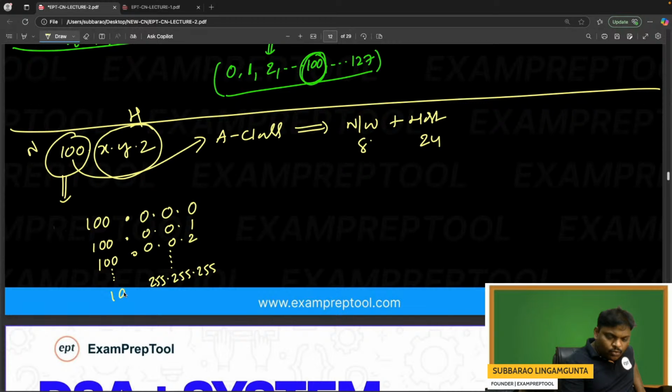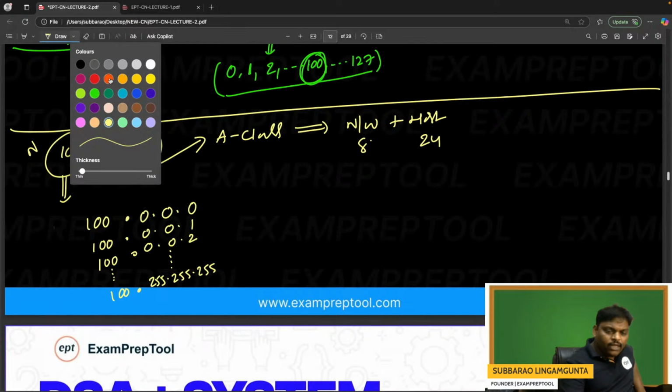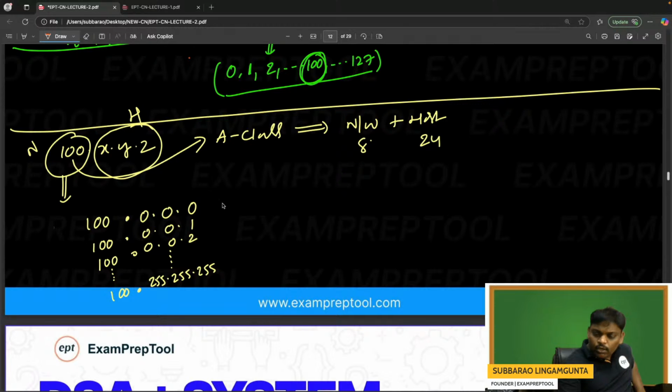Decimal also you can write. Now listen everyone, very, very important one. Total. This class 100. Class A network 100 contains 2 power 24 IPs. Okay, that is everyone know. One class A network 100 contains 2 power 24 IPs.